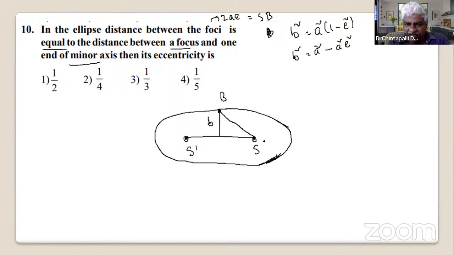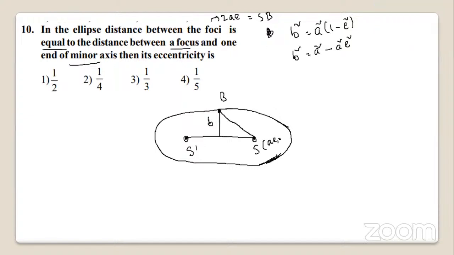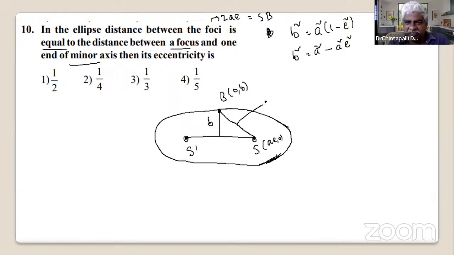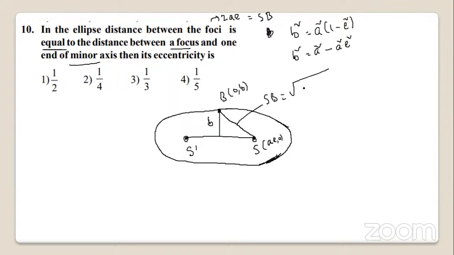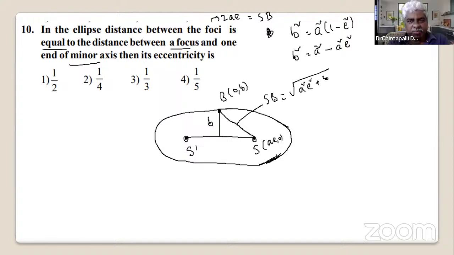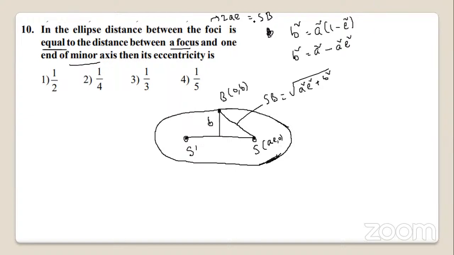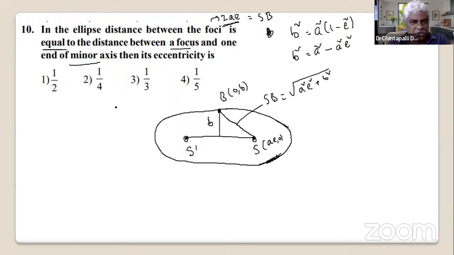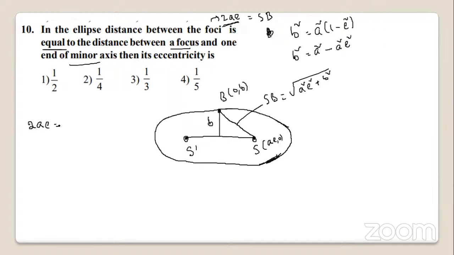Do you know the coordinates of S? AE comma 0. Coordinates of B, 0 comma B. What is its distance? That is SB. Using the distance formula, AE minus 0 whole square, that is A square E square, plus 0 minus B whole square, B square. Got it? In the problem, it is given this SB is equal to 2AE. That means 2AE is equal to root of A square E square plus B square.